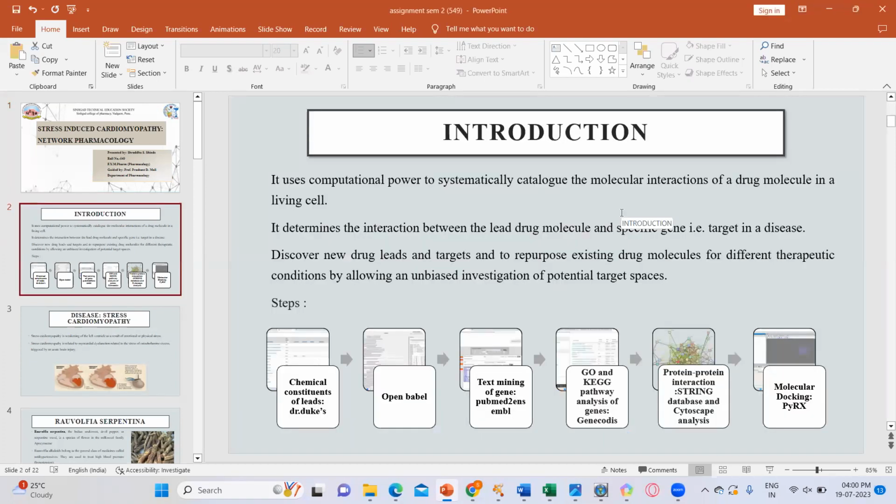To start with the introduction, network pharmacology uses computational power to systematically catalog the molecular interactions of a drug molecule in a living cell. It determines the interaction between the lead drug molecule and specific genes that are targets in a disease. The goal of network pharmacology is to discover new drug targets and leads, and to repurpose existing drug molecules for different therapeutic conditions by allowing an unbiased investigation of the potential drug spaces.